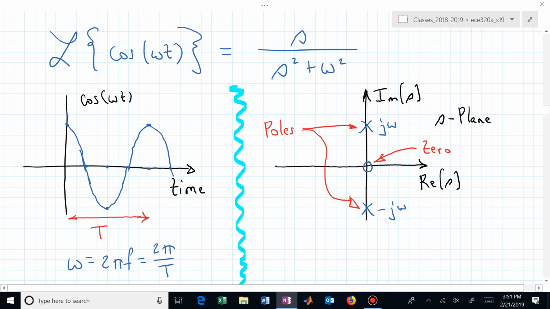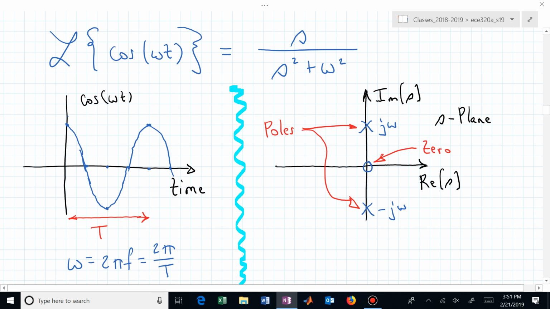Which, that transform, well, let me just say function, s over s squared plus omega squared gives rise to a 0 at the origin. That's the value of s that causes the numerator to vanish. And it gives rise to 2 complex conjugate poles right on the imaginary axis at plus and minus j omega.